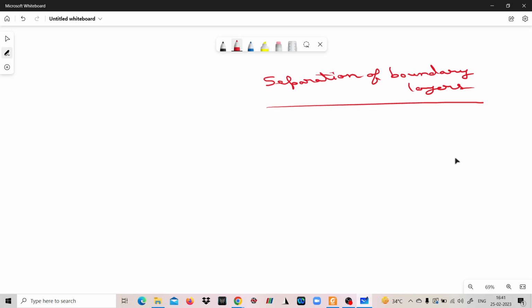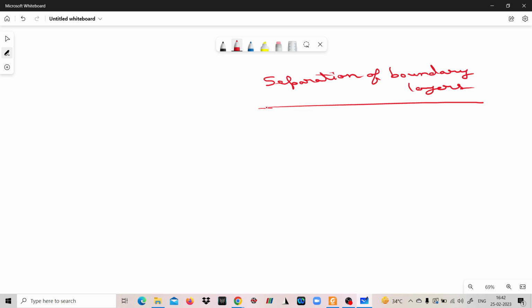Any doubt? Okay. So in that case, you can move to the next concept, that is the separation of boundary layers.